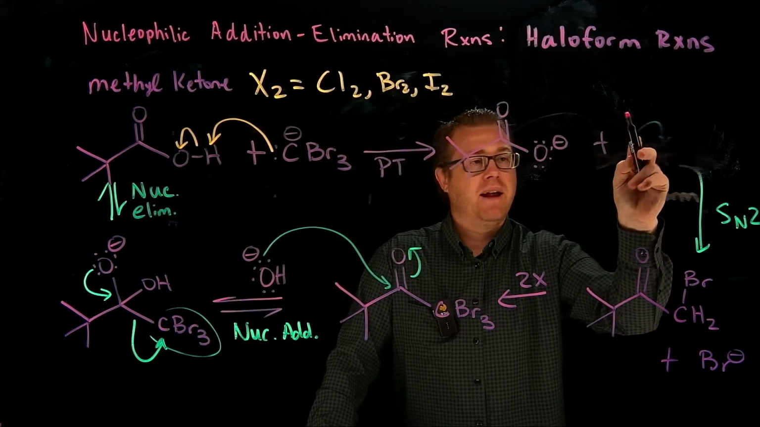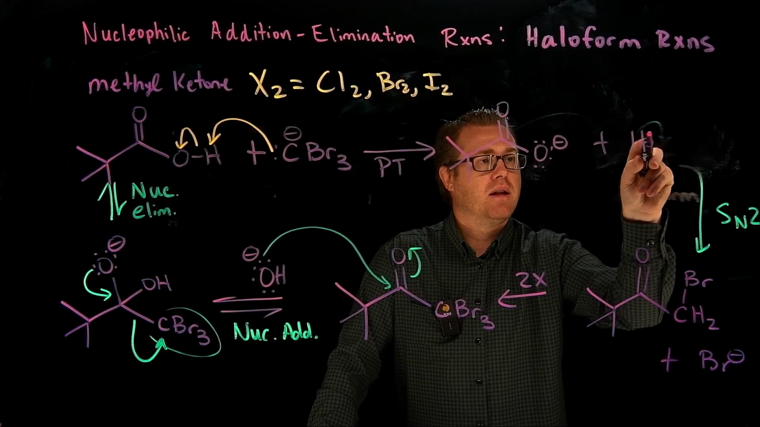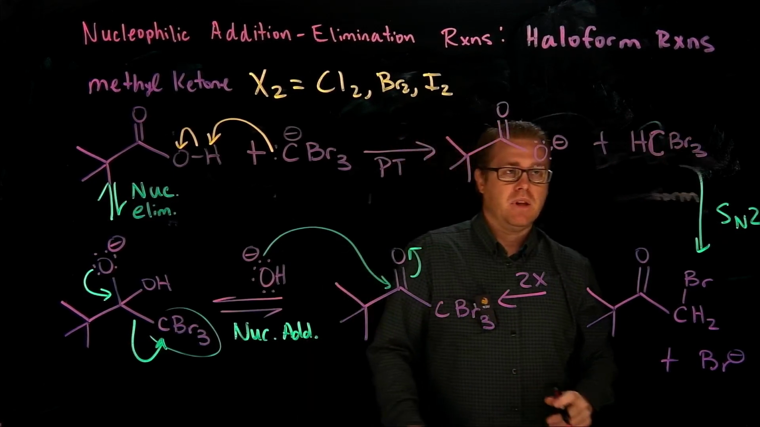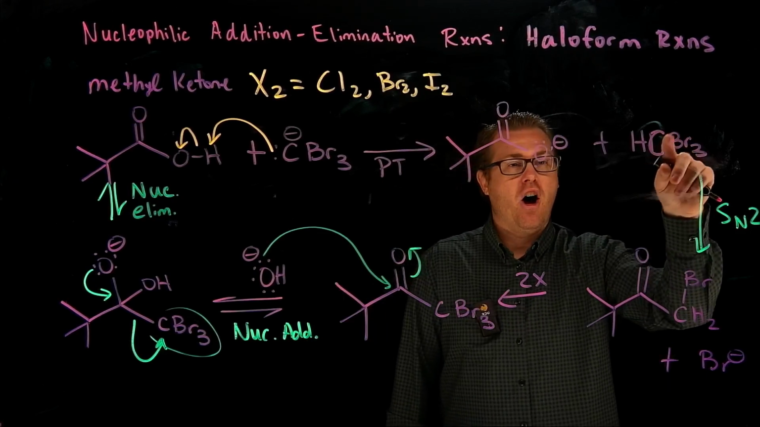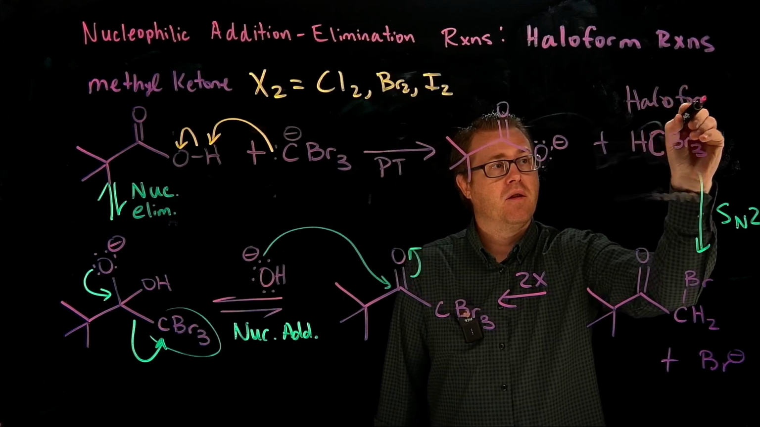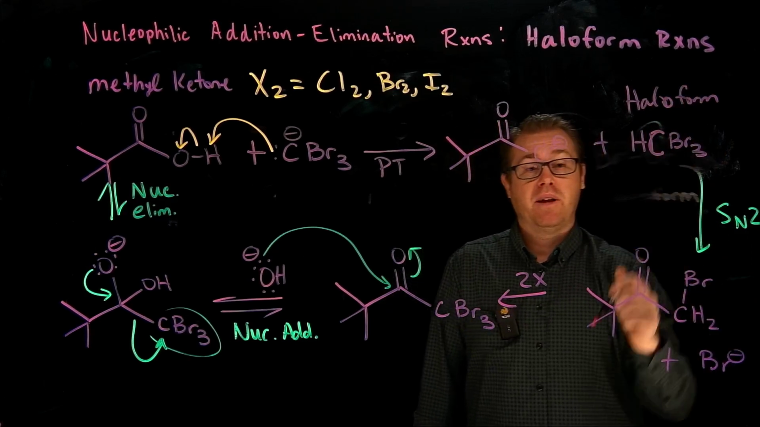And then that generates CBr3. So when you look at all the different types of halogens, we call that the haloform. But since it's bromine, we call that the bromoform.